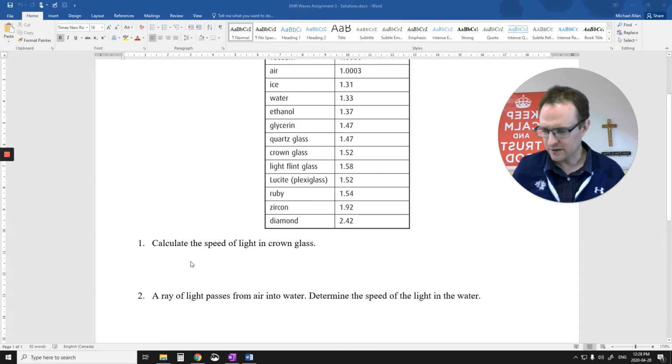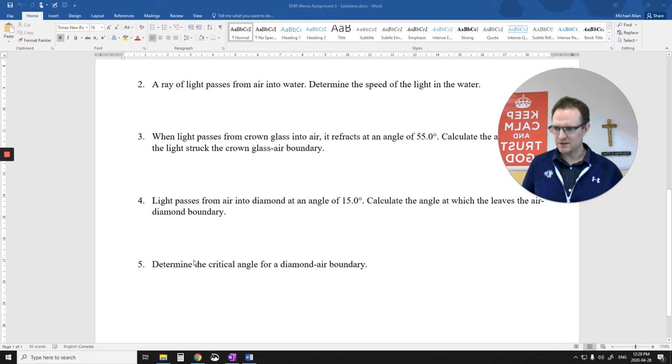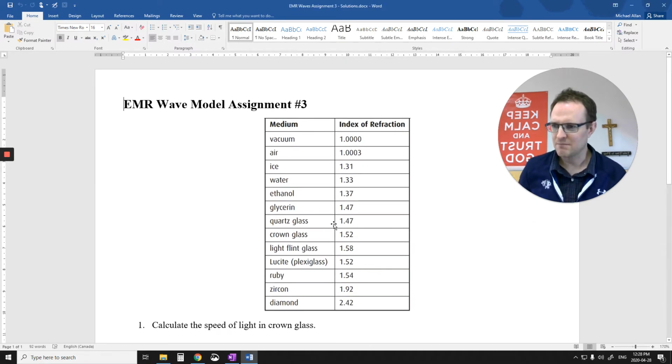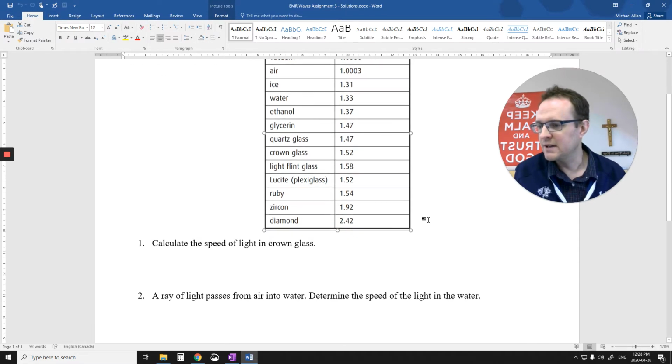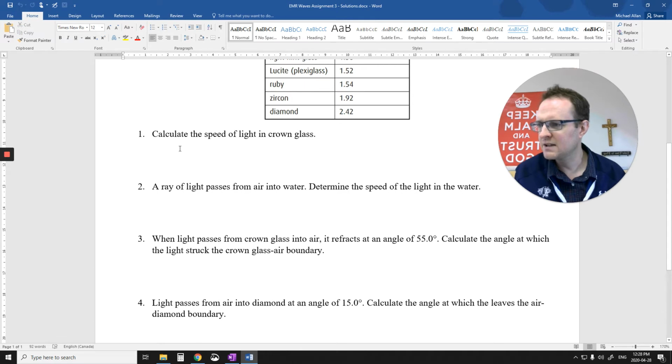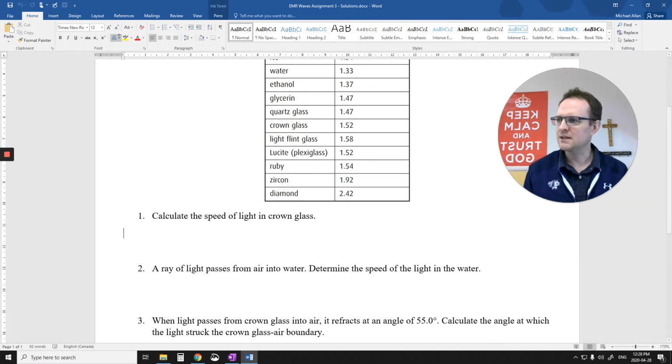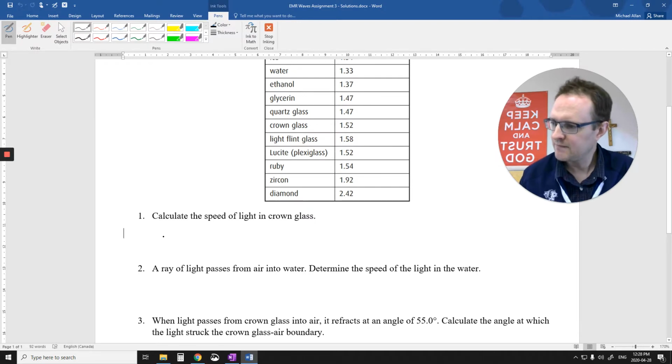So just going to go over this quick little 5-question assignment here. The chart is taking up most of the space here, so if I just delete the chart, probably be best, but I'll leave it there because we need the numbers. Calculate the speed of light in crown glass. Okay, so there's a few formulas that are not on your formula sheet, and this is one of them.